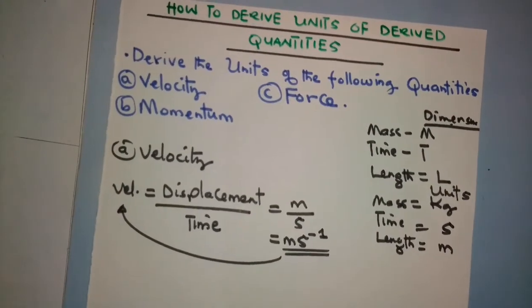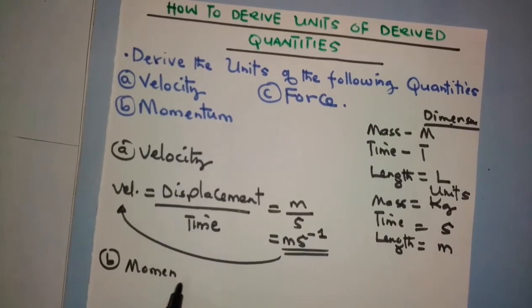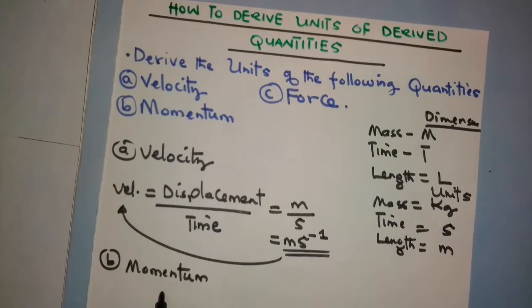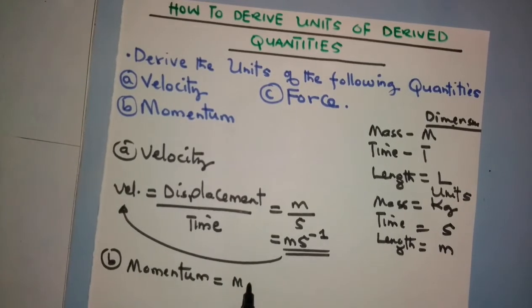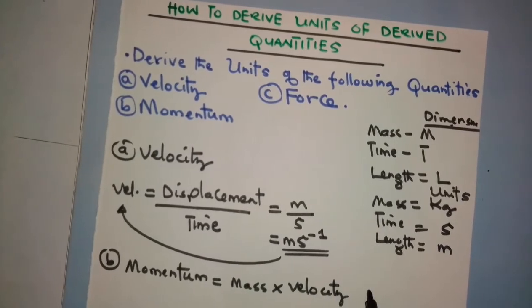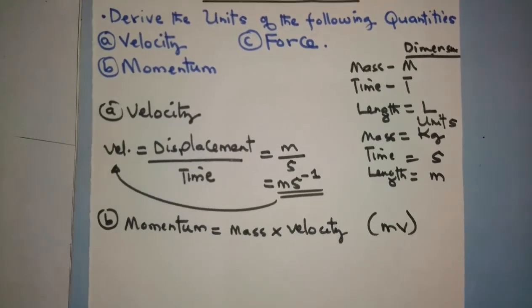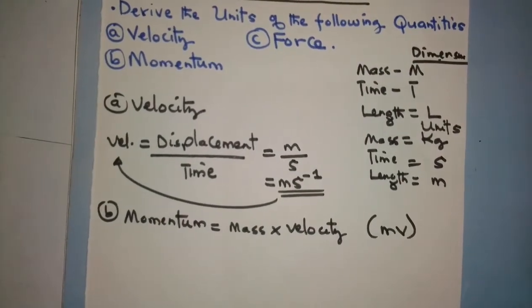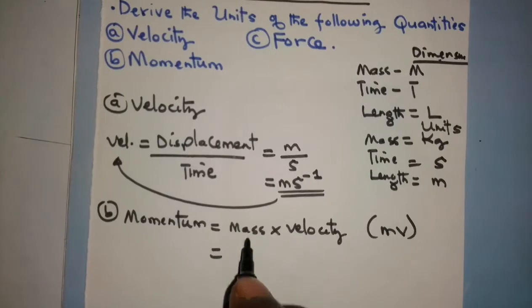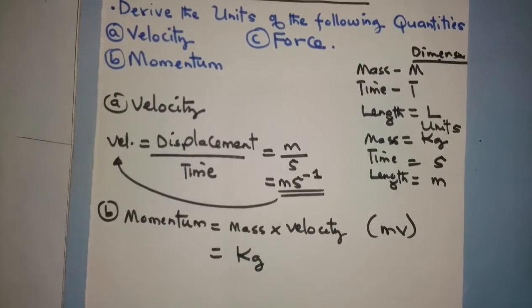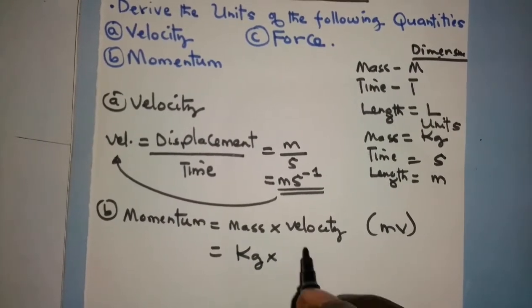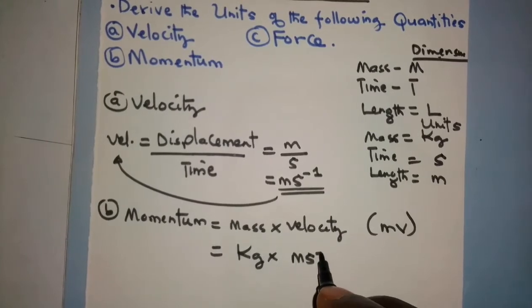So the second case we have there is momentum. The formula for momentum is mass times velocity. So when you see mv, you're talking about the momentum of whichever object in question. The unit for mass has been given to be kilograms, and the unit for velocity has been given to be meter per second.